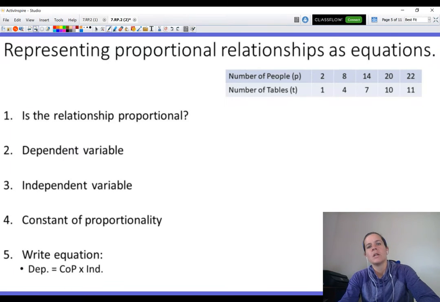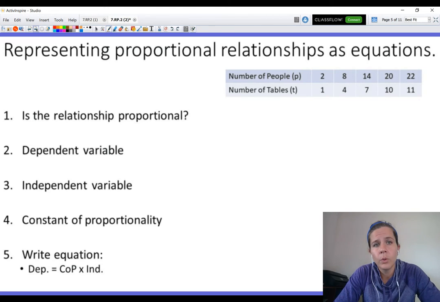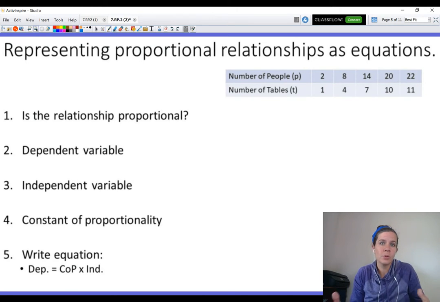Okay. If you watched the first video, then you know that we had 3 ratio tables that we were dealing with, and we were deciding if they were proportional. We're going to carry those ratio tables over to this video and write equations for each of them. So when we write proportional relationships as equations, the first thing we always want to do is make sure that relationship is actually proportional so that we can proceed with writing the equation.